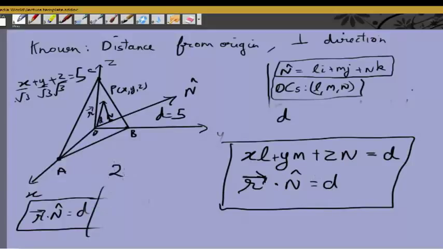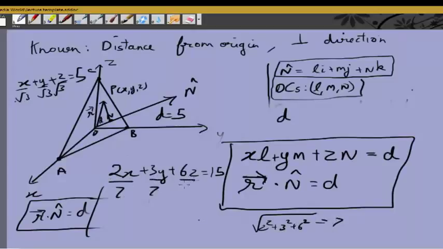If we are given the plane 2x plus 3y plus, let's say, 6z is equal to 15, then we need to write it in the form of n cap. That's the first thing, right? So what is the root of 2 squared plus 3 squared plus 6 squared? So there will be 4 plus 9 plus 36, which is 49, so this is 7. So what we can write is this by 7 plus this by 7 plus this by 7 is equal to 15 by 7. The only reason I did this is to make these coefficients direction cosines.